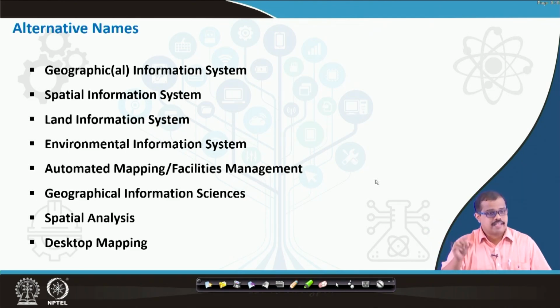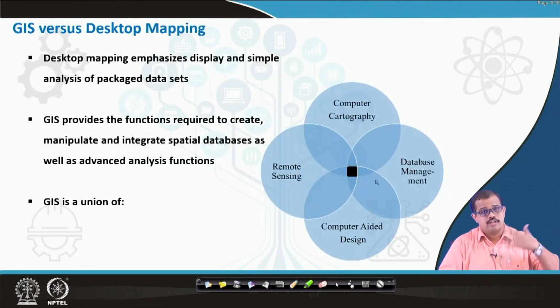But science is developing a tool or a tool in the software, so it may not be very apt in saying that it's a geographical information science. You can do spatial analysis, you can look at desktop mapping. So all of these are alternate names when we look at GIS as a whole.